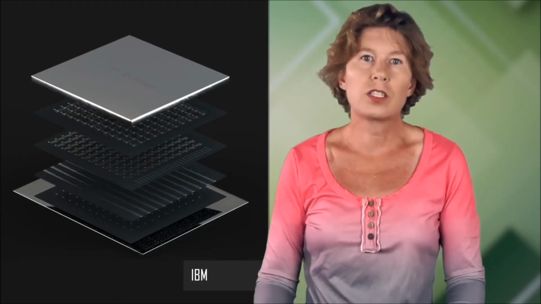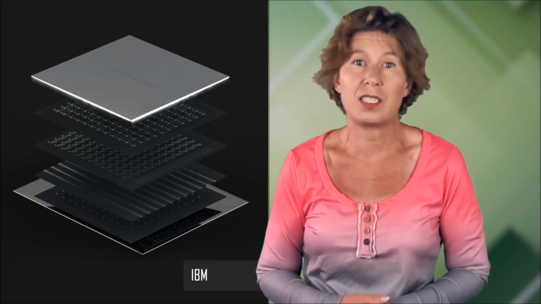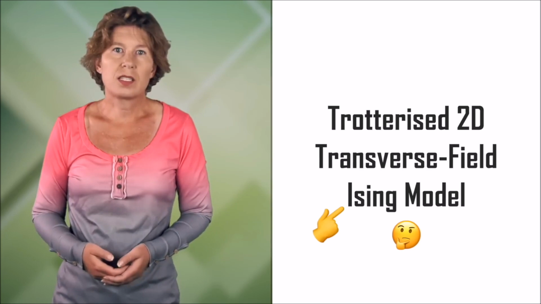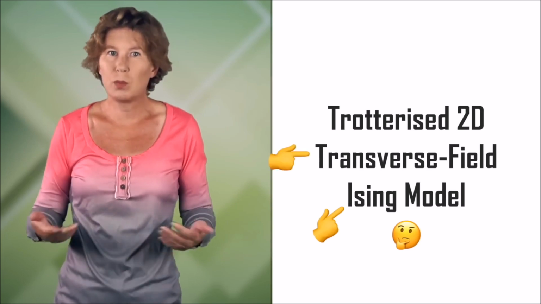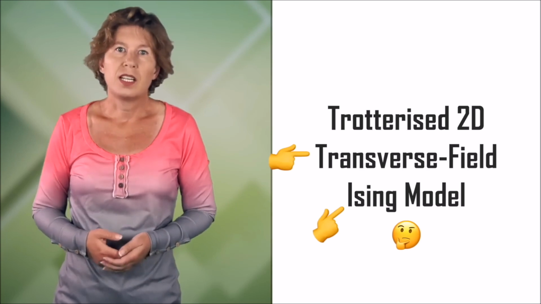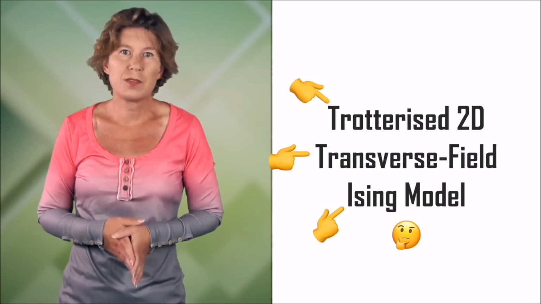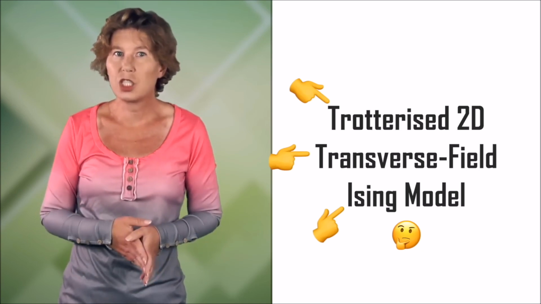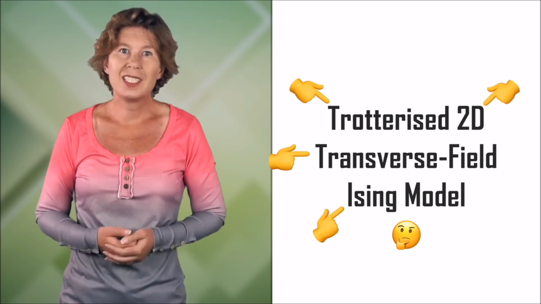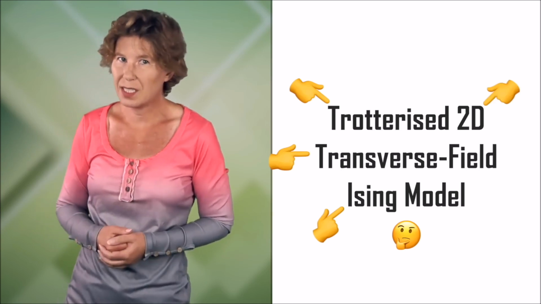What's called the trotterized time evolution of a 2D transverse field Ising model. What the heck is this? The Ising model is a model of coupled quantum spins. Transverse field means it's a complicated version of that model. That it's a trotterized time evolution means they use a specific method to calculate how these coupled quantum spins change in time. And 2D means transdimensional doodles. Just checking if you're listening.